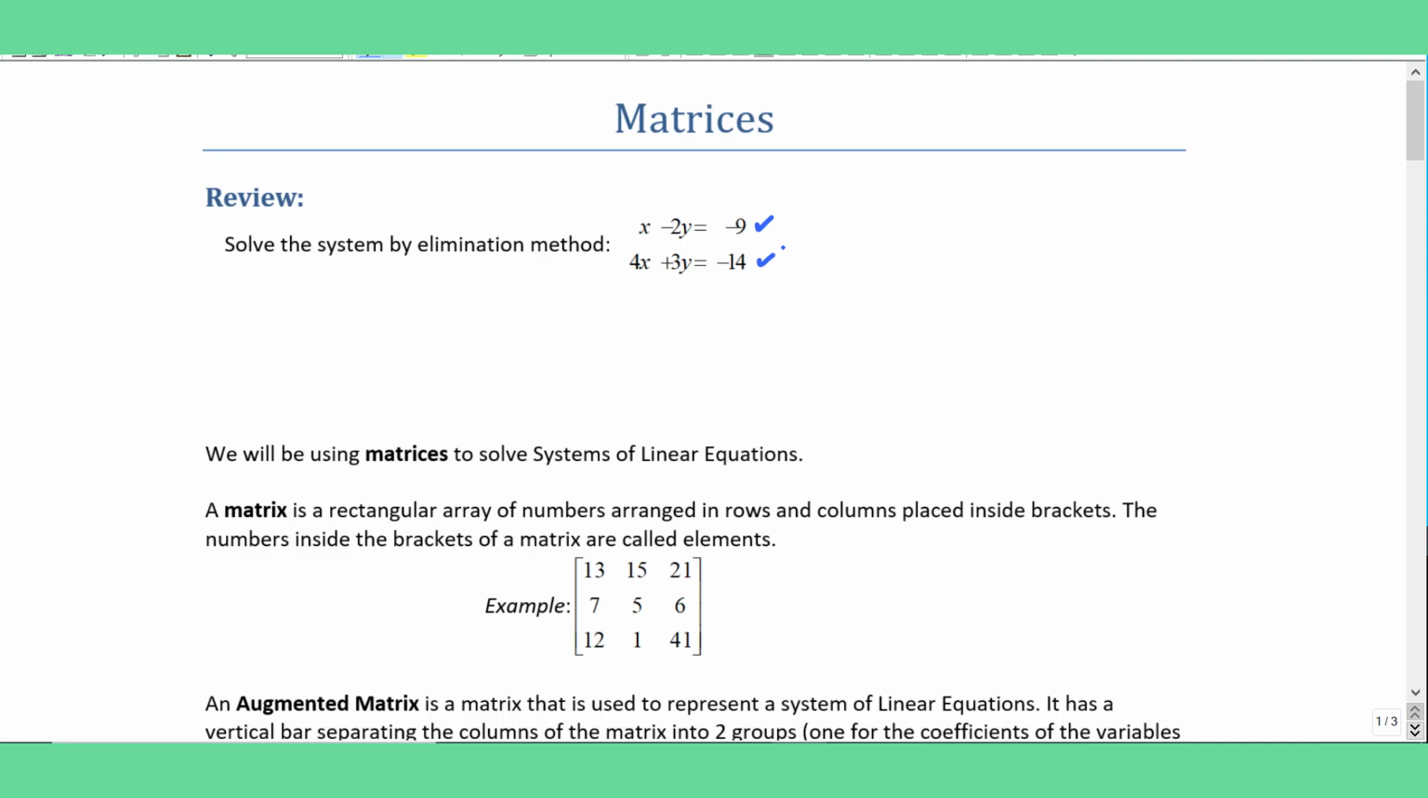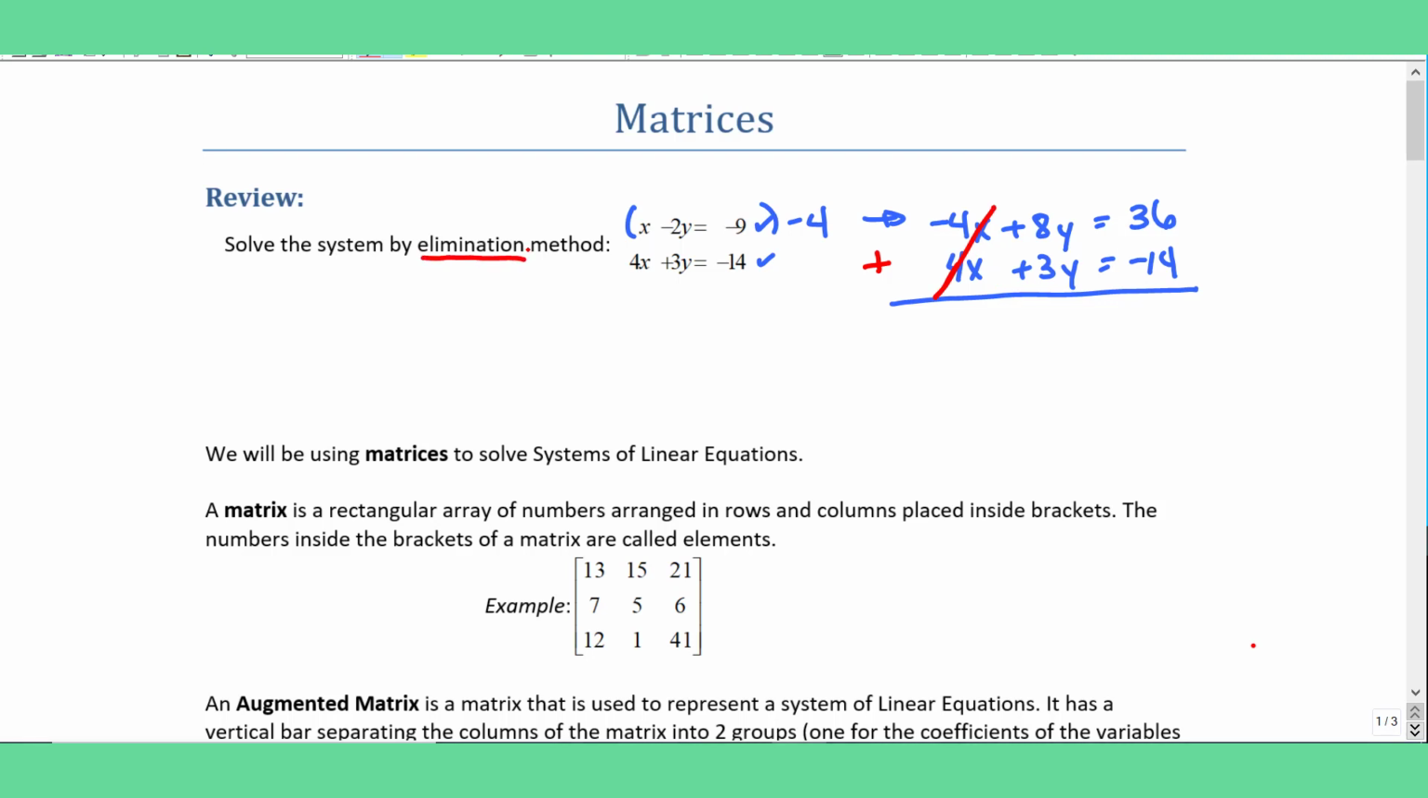So you can say, well, what could I do to maybe eliminate the x's? We could multiply this equation by -4 and rewrite this as -4x plus 8y equals +36, and then rewrite the second equation. And at this point, we're going to add these two equations, and what happens is that the x's add to 0, so that's why it's called the elimination method. So we would go ahead and finish this up.